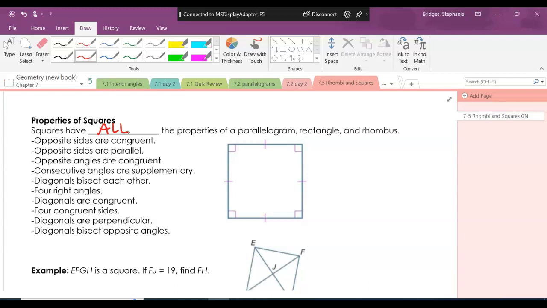Opposite sides are parallel, opposite sides are congruent, opposite angles are congruent, consecutive angles are supplementary, the diagonals bisect each other, you have 4 right angles, all 4 of your sides are congruent, your diagonals are perpendicular, and your diagonals bisect all the angles. Okay, so that's a lot of properties for a square, right? Everything we've learned falls in that category. To me, squares are usually one of the easier ones to deal with because it's very straightforward, especially when we get to our angles. So let's start with that first example down there.